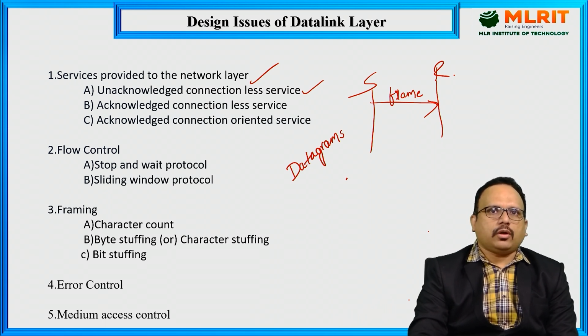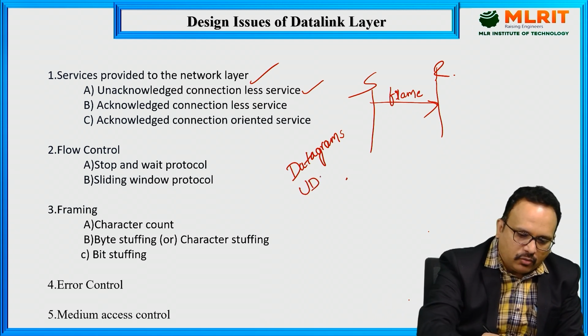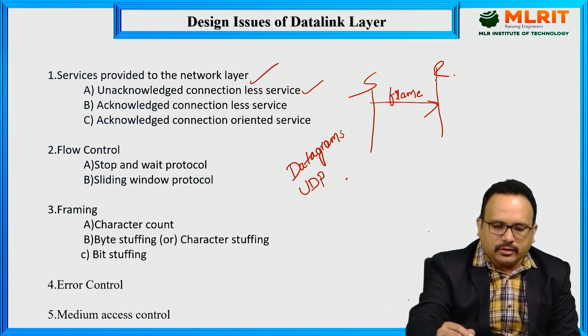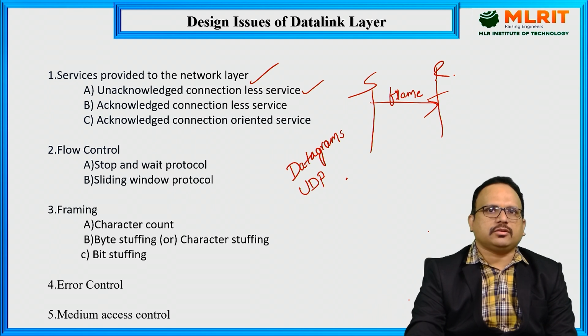So the protocol which is the best example for the connectionless service is UDP. What does UDP stand for? User Datagram Protocol. So whenever the data is being transmitted in the form of frames from sender to receiver, there is no acknowledgement from the receiver to the sender. So there is no guarantee that the data which is being transmitted is reaching the receiver or not. And that is one of the services which is being provided by the data link layer to the network layer.